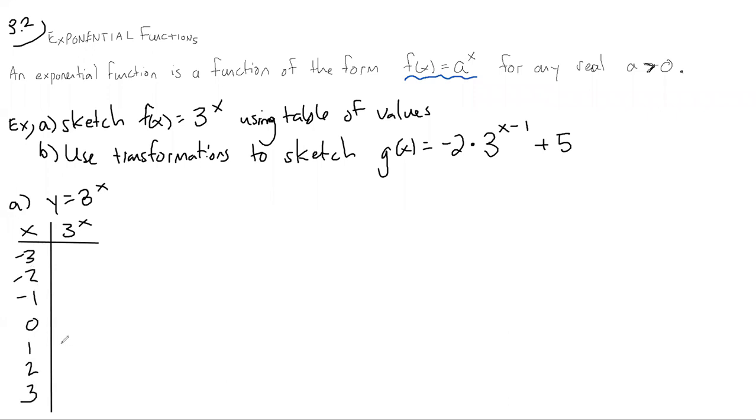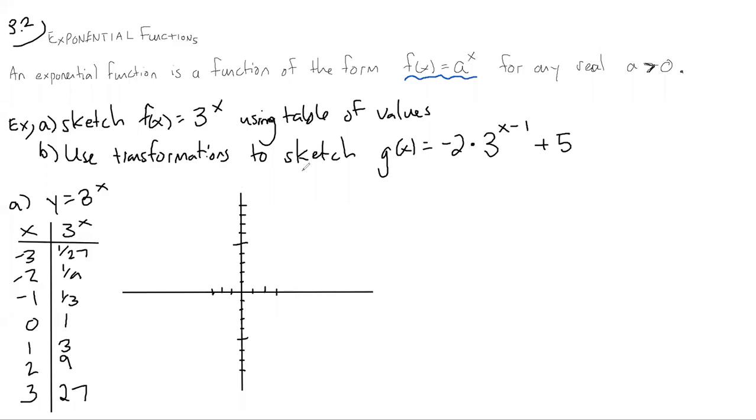So 3 to the 1 is 3, 3 squared is 9, 3 cubed is 27. And as I make my way up, I'm going to divide by 3. So 3 divided by 3 is 1, divided by 3, divided by 3, divided by 3. Right? And so those numbers on the negative side should just be the flip of the positive ones. And I will sketch my graph.